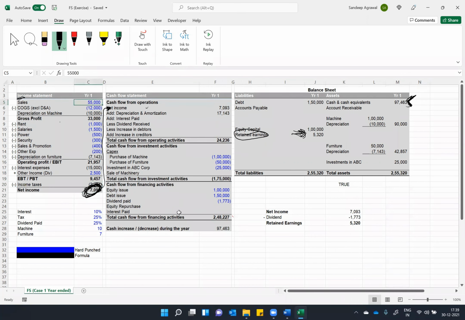So if you increase sales from 55,000 to 1 lakh, both the side are still matching. The reason is because the net income is linked in both the side. With the help of cash flow, it is going to balance sheet asset side, and with the help of this schedule, it is going to the liability side, which is retained earnings.